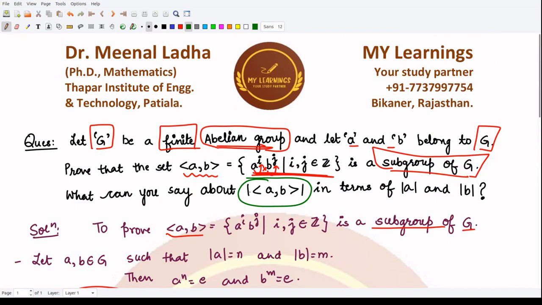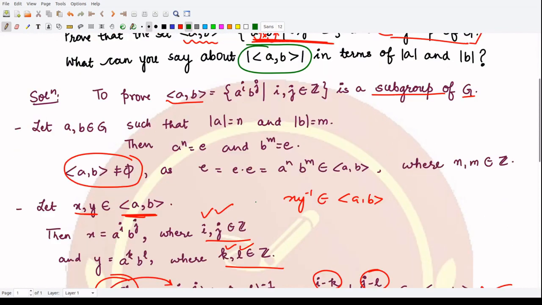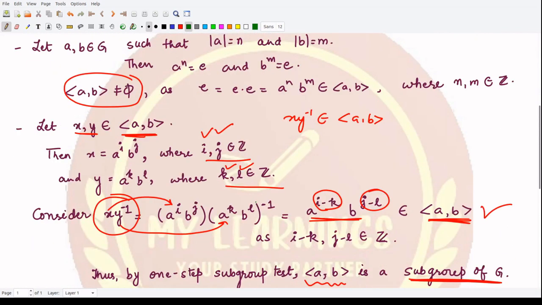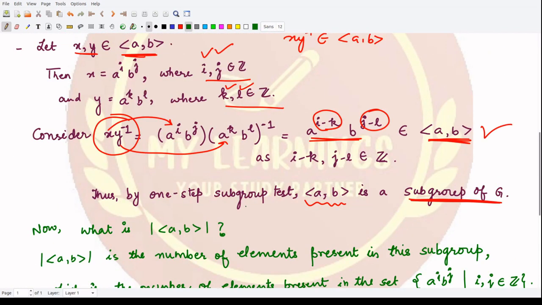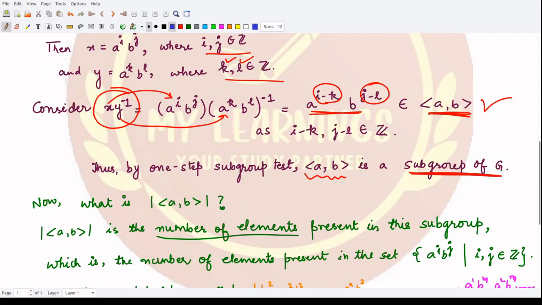Generated by AB. So this subset would contain as many elements as we count within this subgroup. So let's do that. We do not exactly know what the elements are, but what we know is the elements would be of such a kind, right? So how many such A raised to power elements, excuse me, would be present here, and how many B raised to power elements are present here?